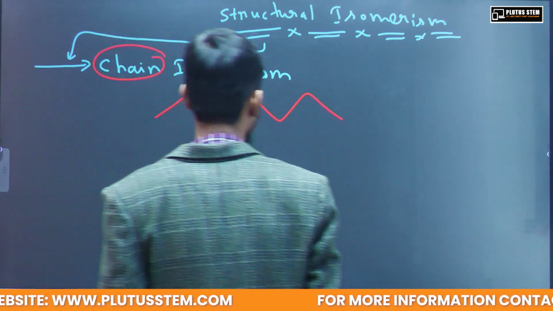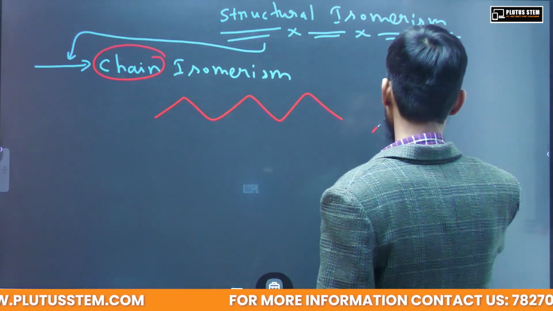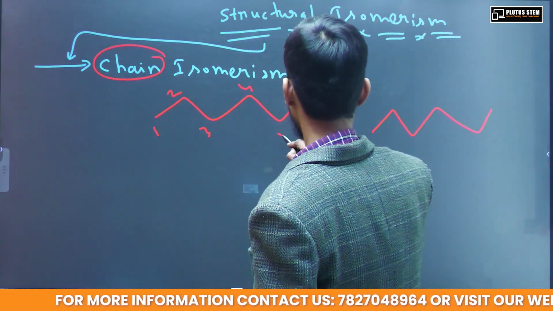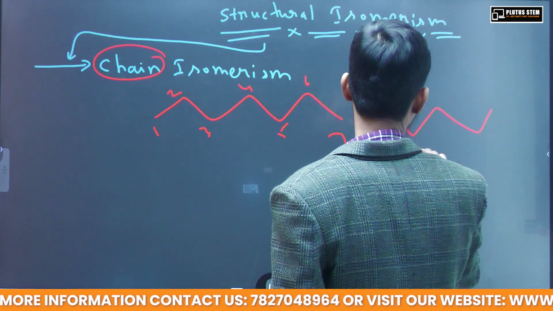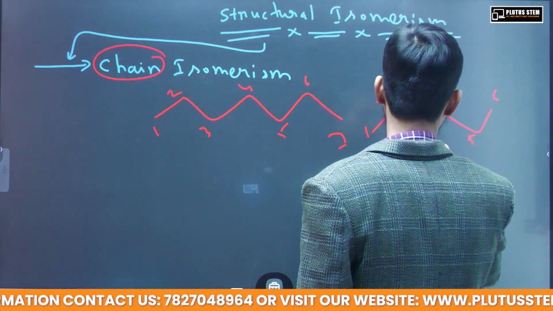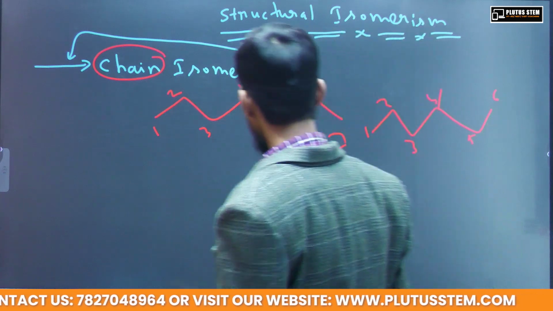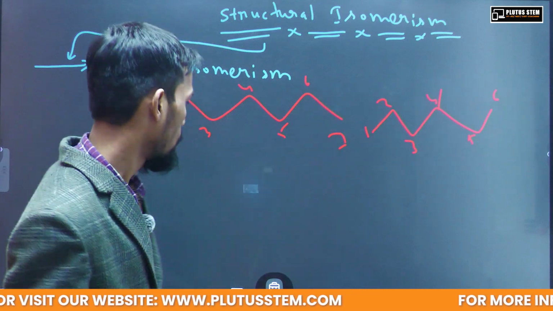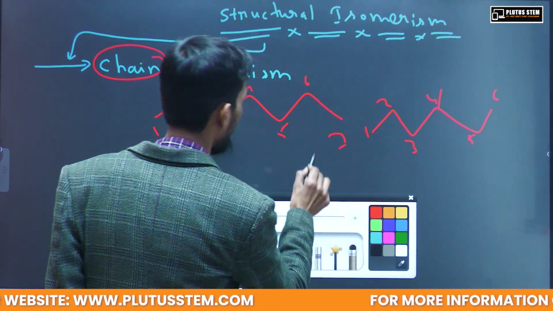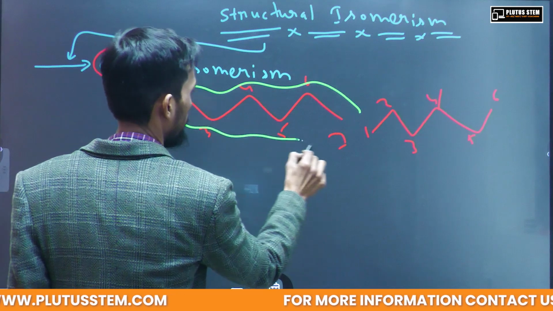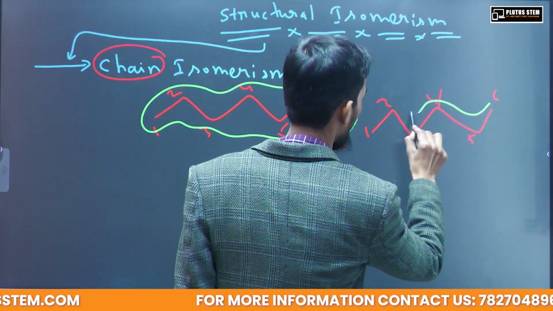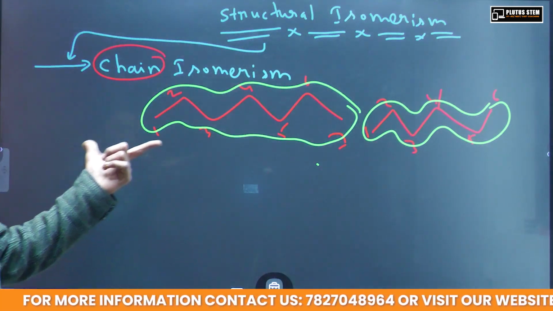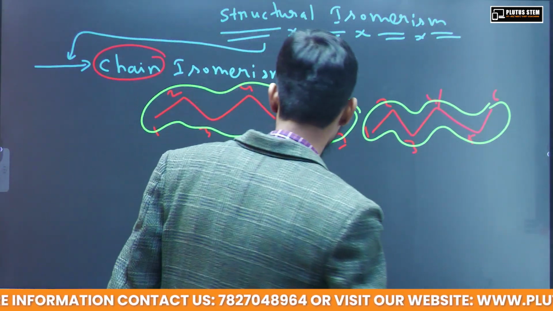One chain is like this, and another chain is like this: 1, 2, 3, 4, 5, 6, 7. 1, 2, 3, 4, 5, 6, 7. Both chains are different. Can you see or not? The main chain is different. Over here, the main chain is this one, and over here, the main chain is this one. Can you see the difference in the chain is giving rise to this isomerism?